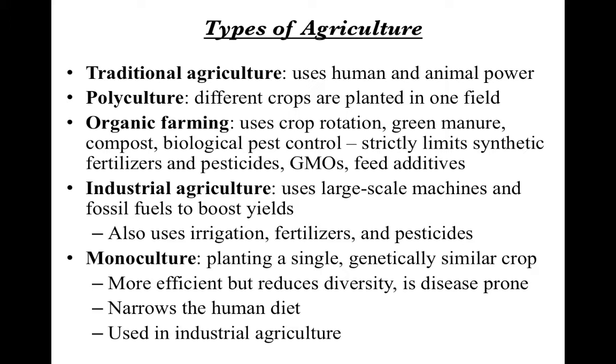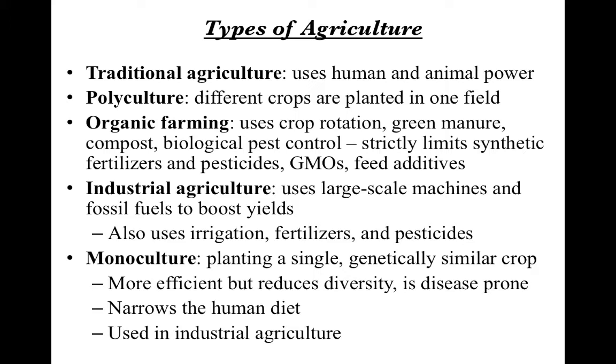So back to agriculture, where we get our food sources, a few definitions here. Traditional agriculture is the type that uses human and animal power, much like the Amish do in the United States. Outside of the Amish, you're not going to find too much in the United States, but in some of the less developed parts of the world, there are people still using horses and other animals as well as their own hands to do the agriculture.